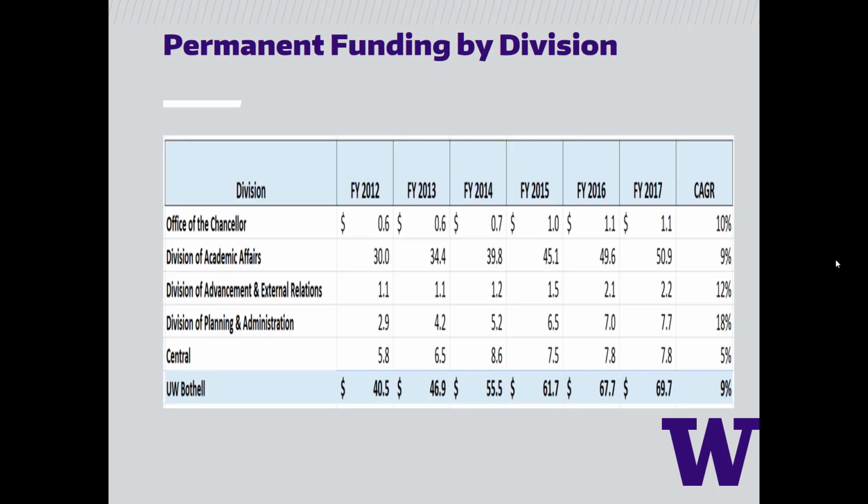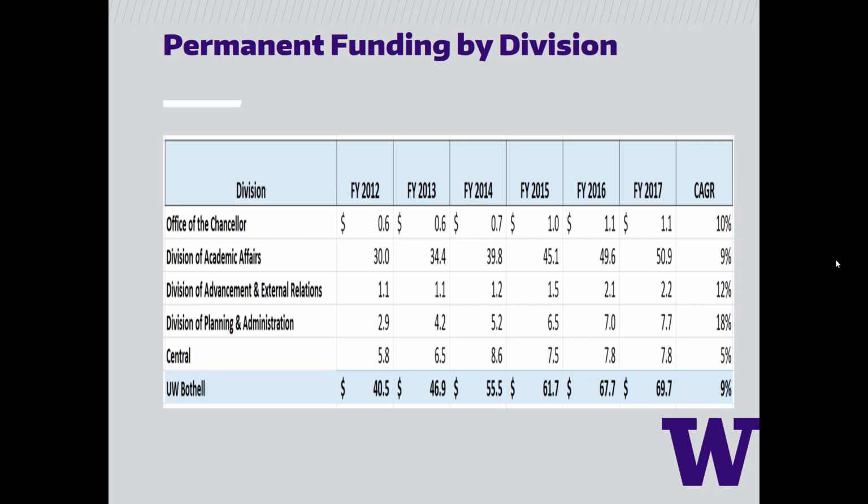So looking at the permanent funding by division, following that methodology, you can see over a 6 year period of time where the funding has been allocated within the divisions. And in the last column, you see a data point called CAGR. This is compound annual growth rate. This is a nice calculation that smooths out some of the spikes in growth and funding sources over time.